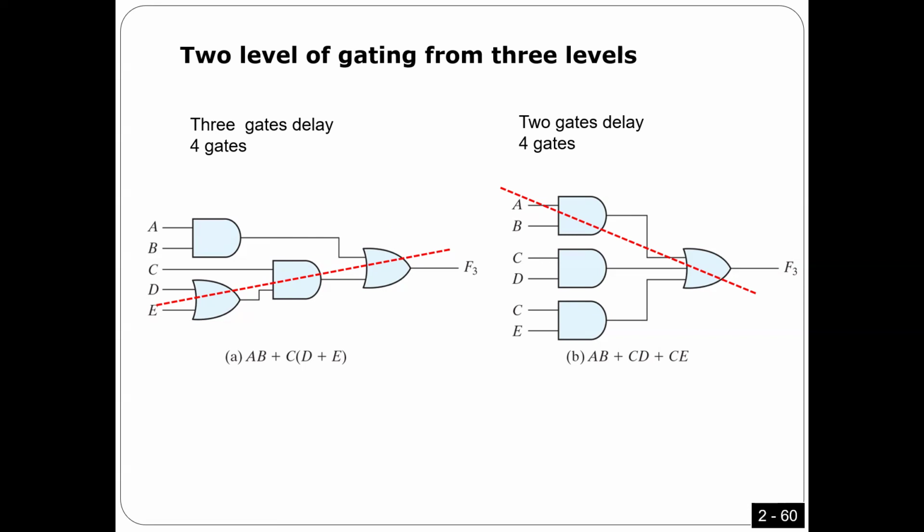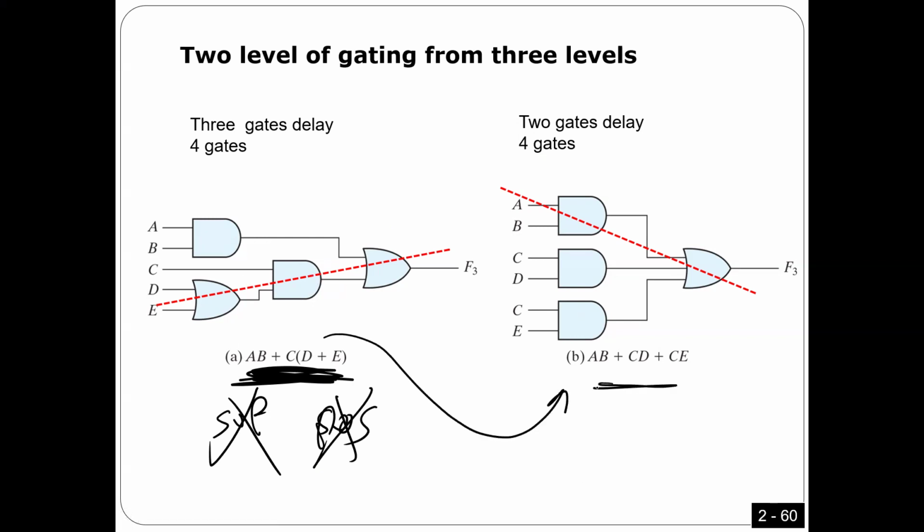One more thing here. Maybe this is not the main reason, but this is also one of the reasons why we like sum of product or product of sum more than something like that. This expression is neither sum of product nor product of sum. If I implement this function this way, or I can put the same function in sum of product this way, usually this one is better for me.